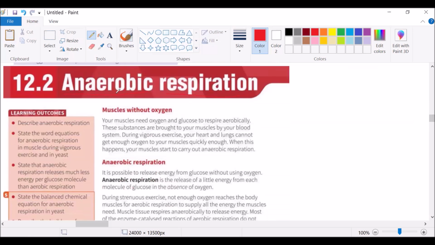Now we look at anaerobic respiration. Your muscles need oxygen and glucose to respire aerobically. These substances are brought to your muscles by your blood system. During vigorous exercise, your heart and lungs cannot get enough oxygen to your muscles quickly enough. When this happens, your muscles start to carry out anaerobic respiration.